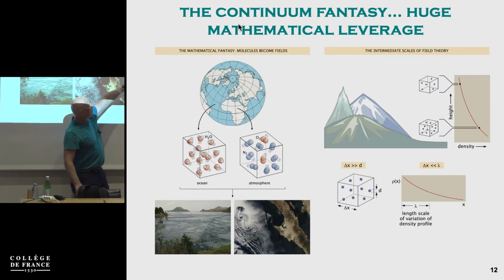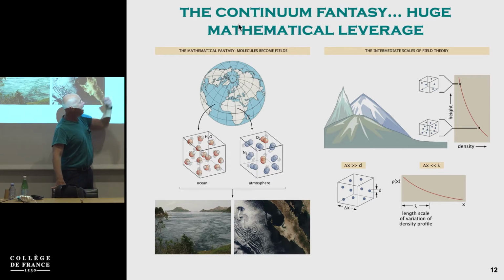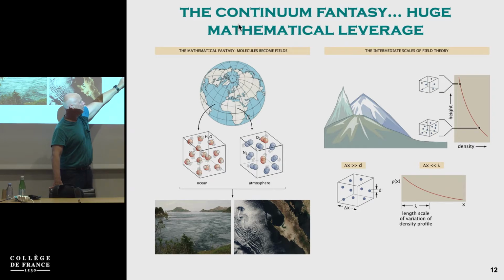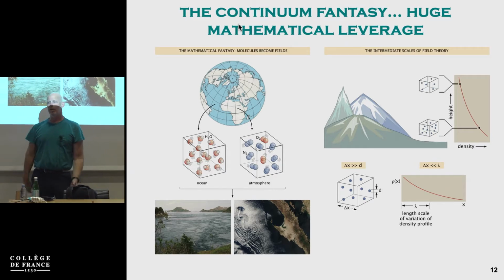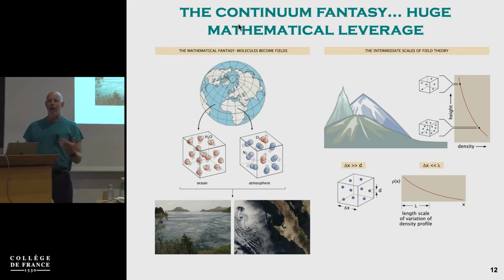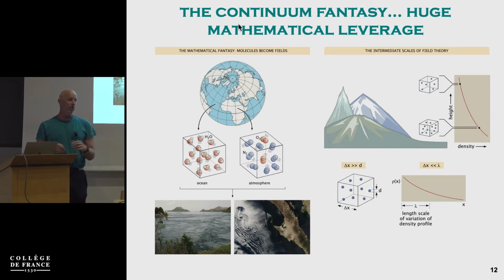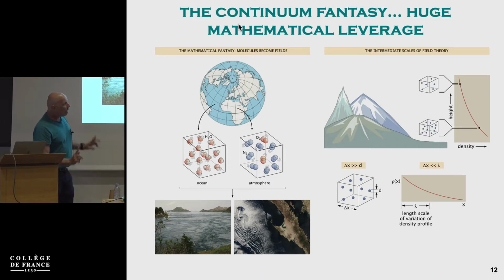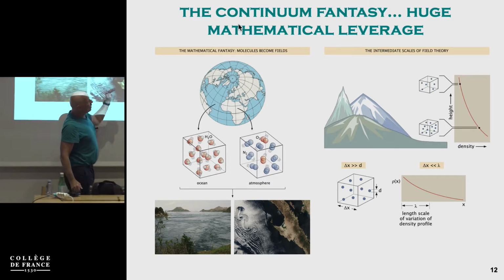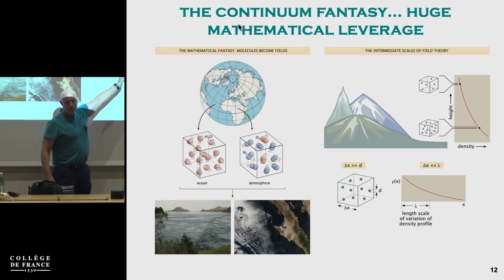I imagine the system is built up of a bunch of little blocks, and each one of these blocks has a length scale, a width, delta x, which is big compared to the size of molecules. So if I'm thinking about the atmosphere, maybe I'll take cubes of dimension 1 centimeter, or I could take 1 meter even.